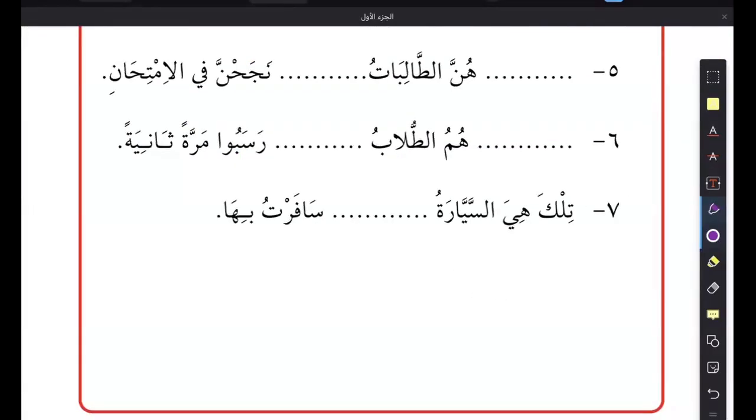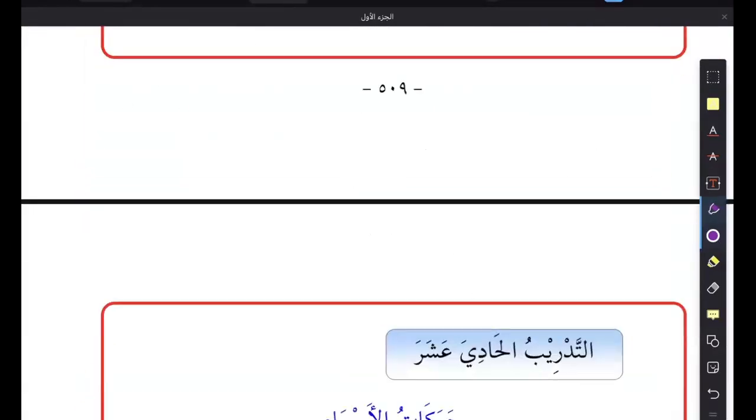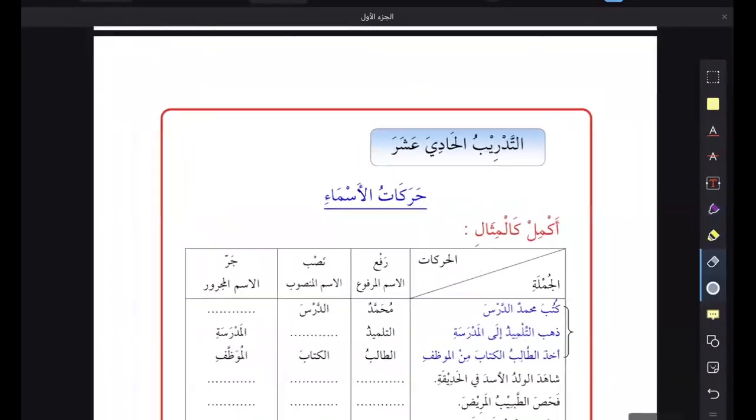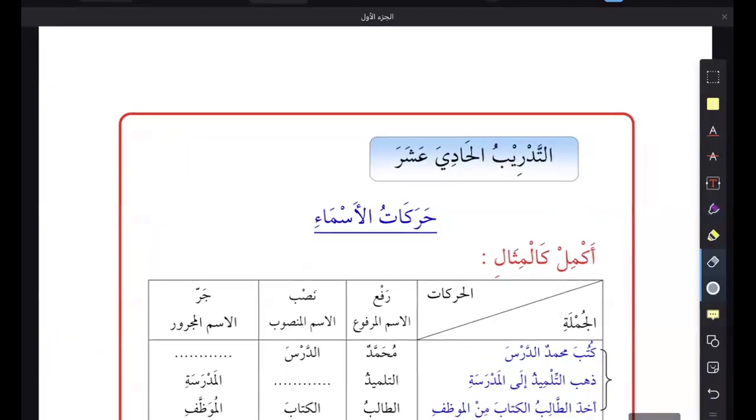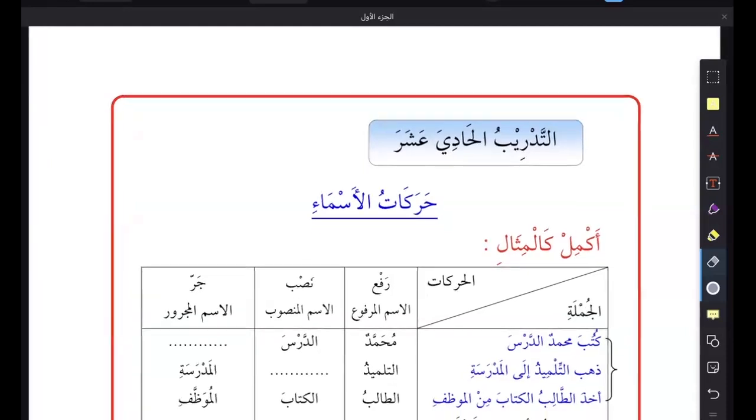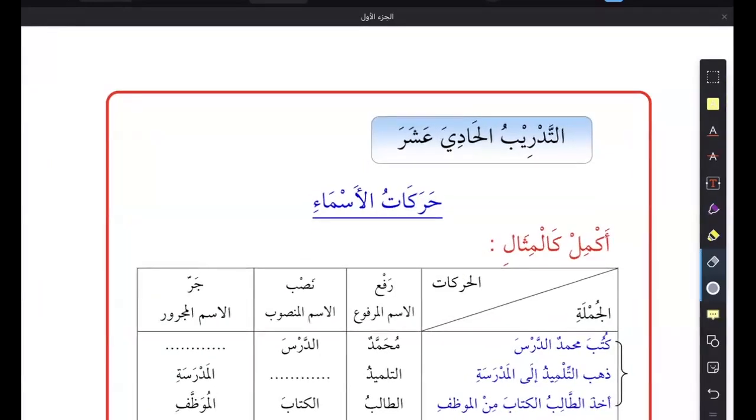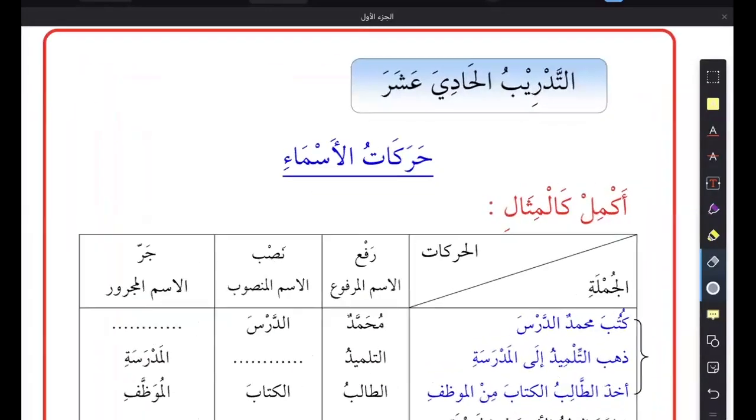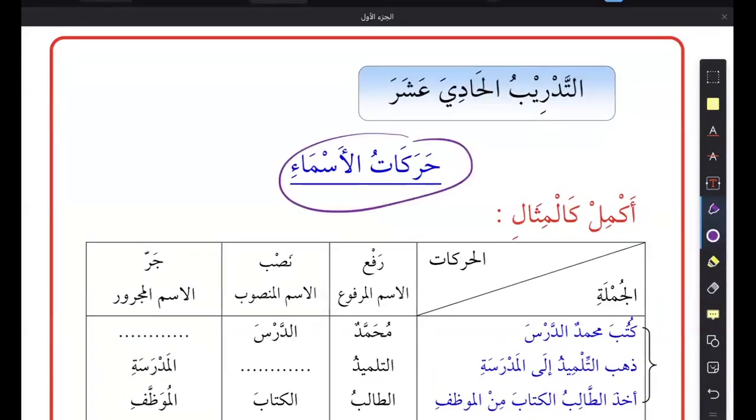Now, good. So this will be the last tadrib that we'll do today, and then inshallah we will leave the rest for next week. So it says at-tadrib al-hadi ashar, the 11th exercise. It says harakatul asma. Haraka, what is haraka? Haraka is movement.